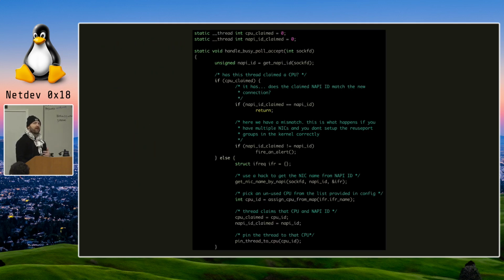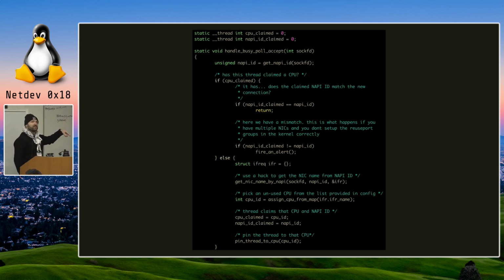Then the accept path looks like this in pseudocode: a request comes in, and a file descriptor on a thread is active. That thread wakes up and calls accept on it. When it calls accept, there are two cases. Case one, the simple case, is that we've already seen connections before, and that's what the top half of this code is showing. We've claimed a CPU and this thread has also claimed a NAPI ID. I also have a safety check at the bottom, just above the else case: if for some reason we get an unexpected NAPI ID, we'd fire an alert, because that would be bad and we'd want to know.